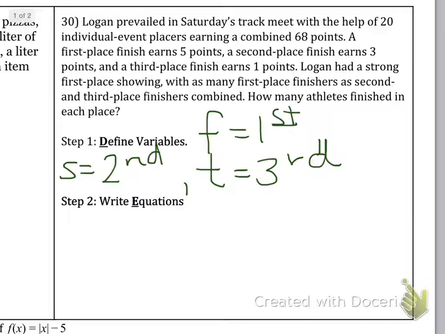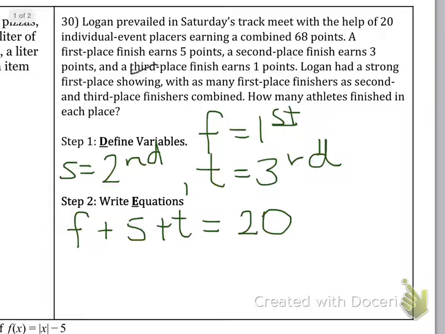Now, we can write our equations given the information here. On Saturday's track meet, there were 20 individual event placers. So, if we take our first place plus second place plus third place and add them all together, that would give us 20 individual event placers. So let's write that. F plus S plus T would equal 20.